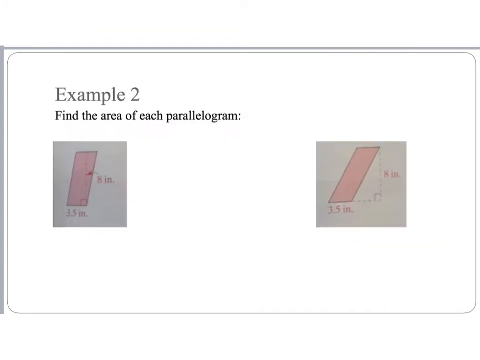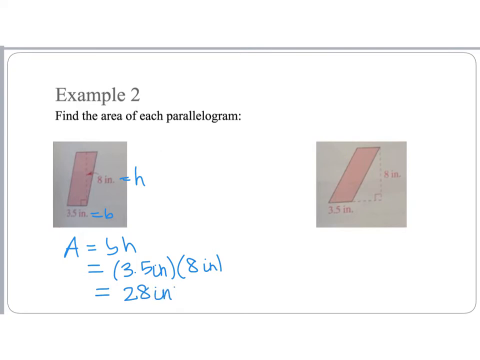So for example 2, we were told that we need to find the area of each parallelogram. If I look at the one here on the left, I see that I have a base of 3.5 and a height of 8. So if area equals base times height, my base is going to be 3.5 inches, and I'm going to multiply that by the height of 8 inches. Now I multiply that out, and I get 28 inches squared. And you have to include your units.